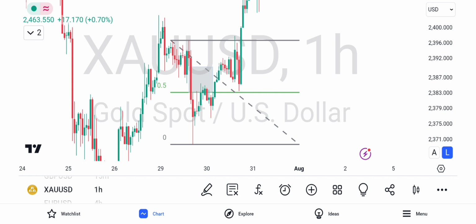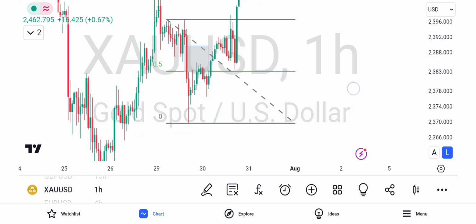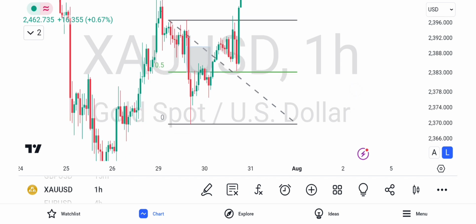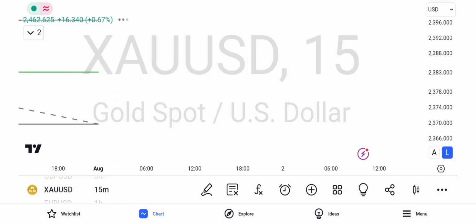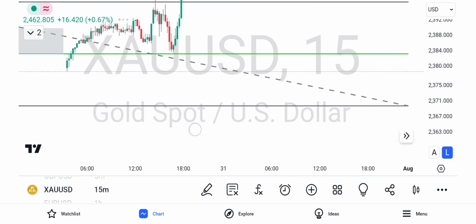Okay, so the next step in this case is to look for a break of structure and then a change of character at discount. A break of structure and a change of character at discount. That will help us frame our trade. So we'll move down to a lower time frame, 15 minutes. All right, so what do we have here now?